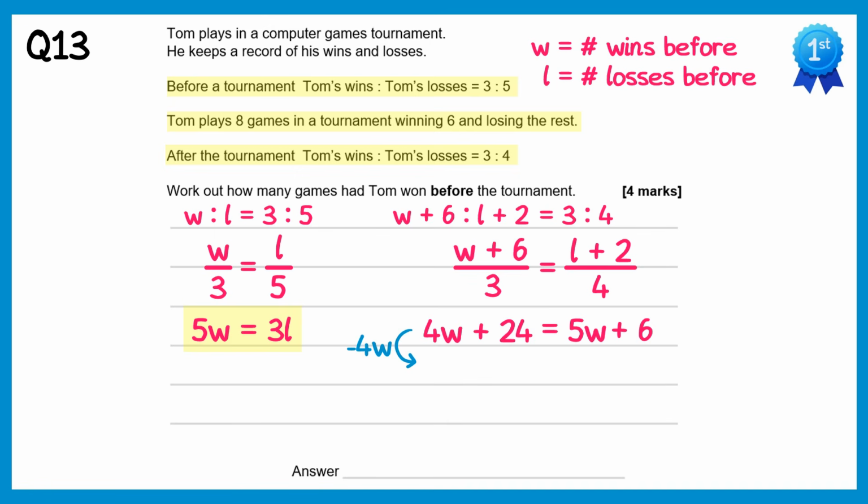Let's take away 4W from both sides. On the left hand side that just leaves 24, and on the right hand side W plus 6. Then subtract 6 from both sides. On the left hand side that's 18, and on the right hand side just W. So W equals 18. We were asked to find out how many games Tom won before the tournament, which we said was W, so the answer to the question is 18 wins.